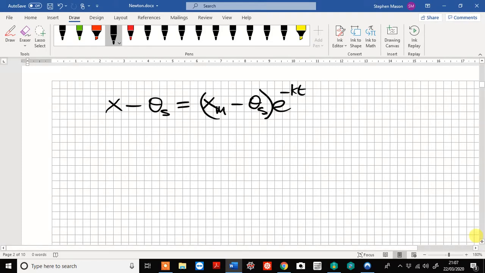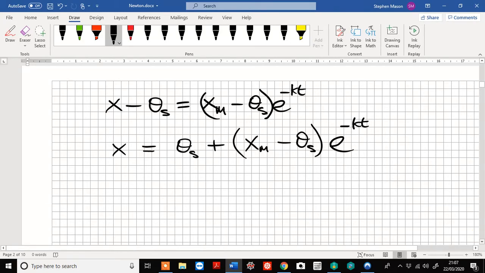Now then, that really is as far as we can go with that, although we could take the minus theta s to the other side of the equation. So okay, let's do that. So we've got x equals theta s. So we're adding theta s to both sides of this equation to give us the following. Okie doke. So that is as far as we can go without putting any values in that we've been given.